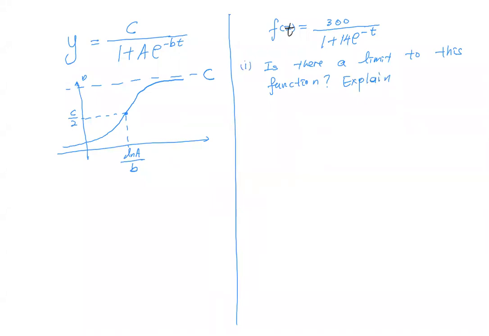Okay, is there a limit to this function? Explain. So usually when they ask, is there a limit to this function, we always take it like that: as t approaches infinity. So which term must I take? Which term involves t? This term. Correct? So I will ask myself, what happens to e to the power negative t?